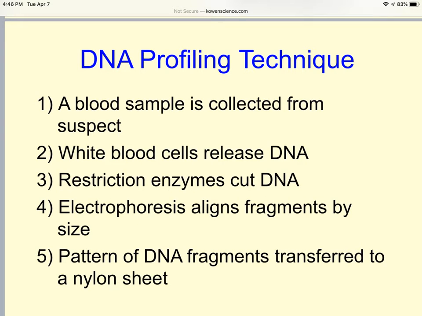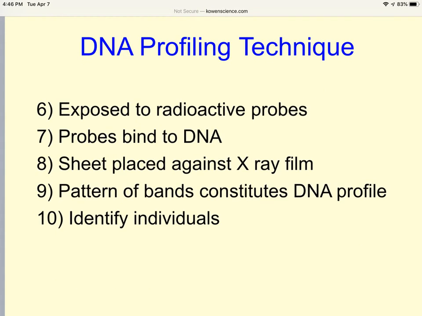Now, to do the DNA profiling, you need a blood sample. You can use cheek cells. That's becoming very popular. You do electrophoresis, and then you look at the pattern of the DNA fragments. And those fragments will show up because they're exposed to a radioactive probe. The probe binds to the DNA, and then you can use X-ray film and you can take actual photographs.